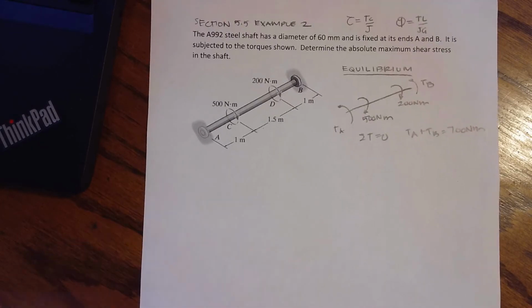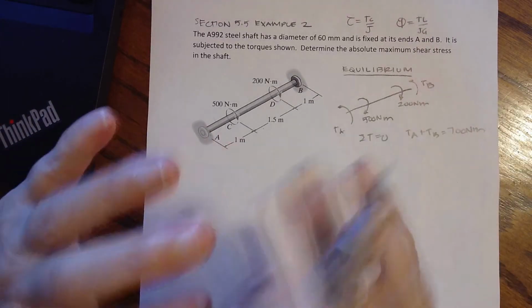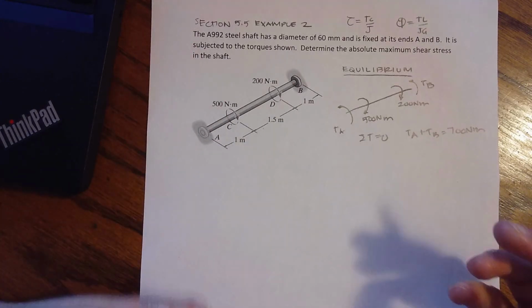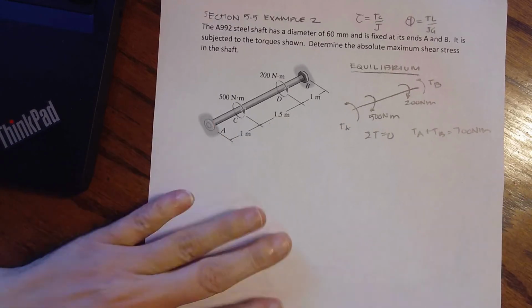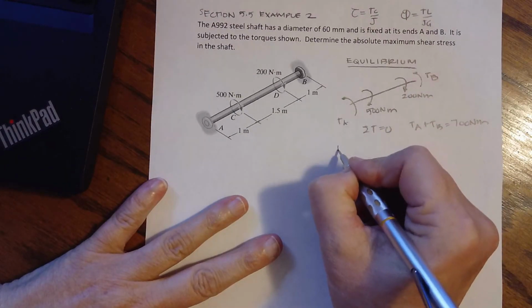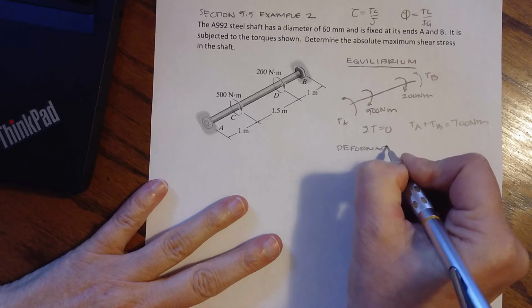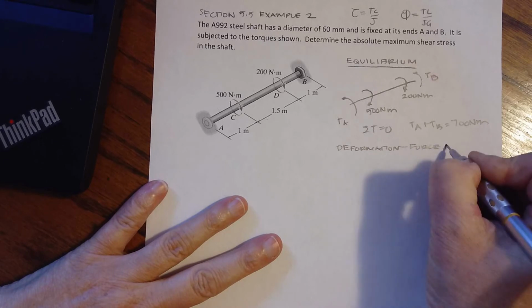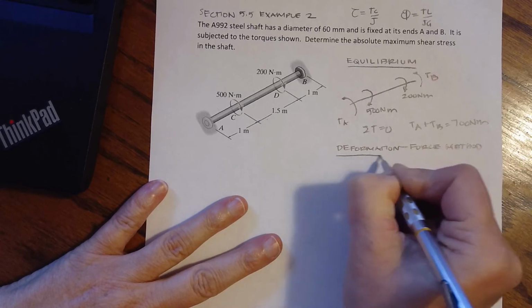So now I have to do the second part, which is deformation. In the first problem that we did in this section, we looked at that compatibility of phi equals phi. This time we're going to use the force method, which is where we remove the redundant, allow rotation to take place, and put the redundant back on. So let's look at the deformation. We're going to use that force method, because we're going to have to force it back into place.